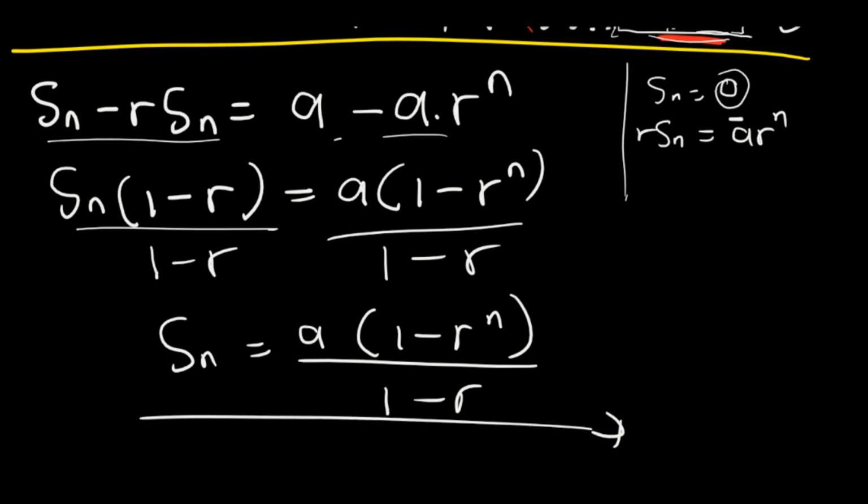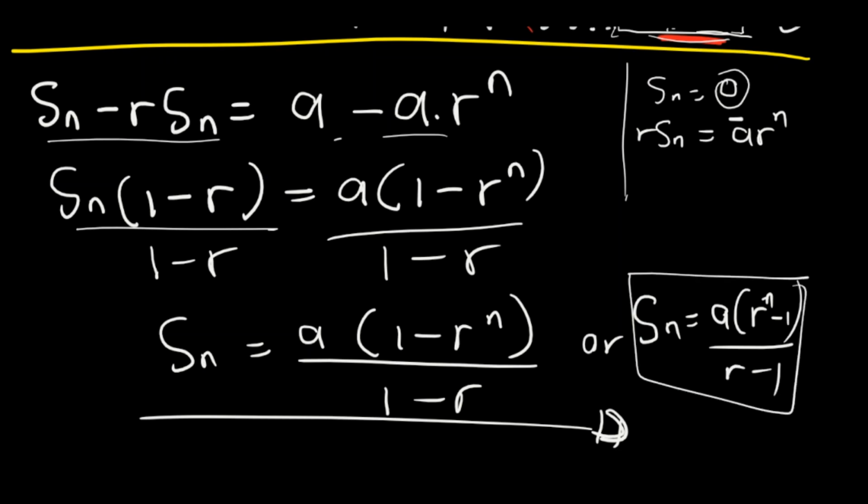So this is going to be our sum of the geometric series, which, as I said before, you can also write as Sn is equal to a into r to the power of n minus 1 over r minus 1. So this expression here, you can find it by multiplying this one by minus 1 over minus 1, right? Then you'll be able to get this expression here. Otherwise, this is the sum of a geometric series.